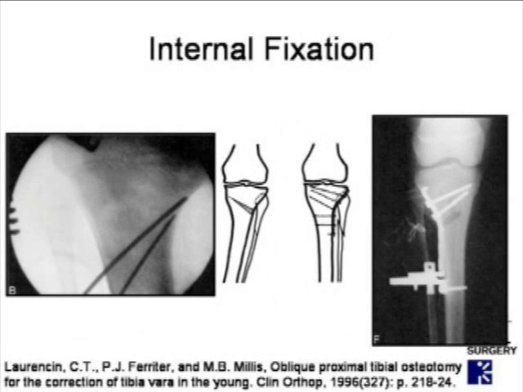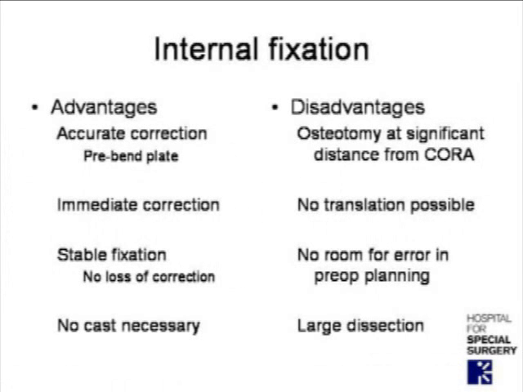And there's some significant advantages to internal fixation as opposed to the pins and plaster we saw in the earlier x-ray, in that you can do very accurate correction. You can pre-bend your plate. You can measure your deformity correction beforehand. You get immediate correction in the operating room. It's very stable fixation, and you don't need a cast afterwards.